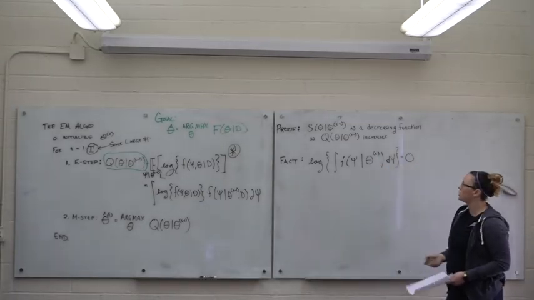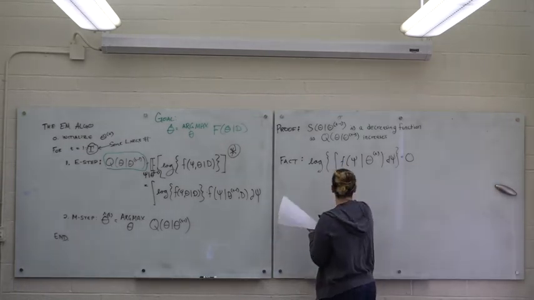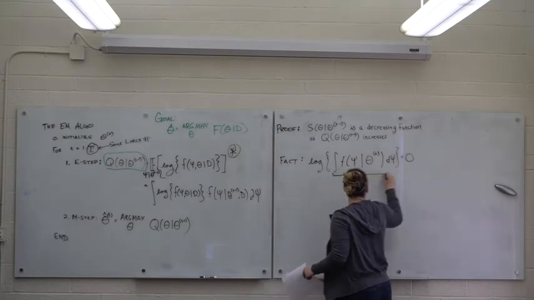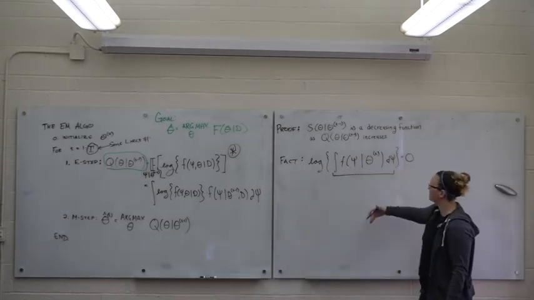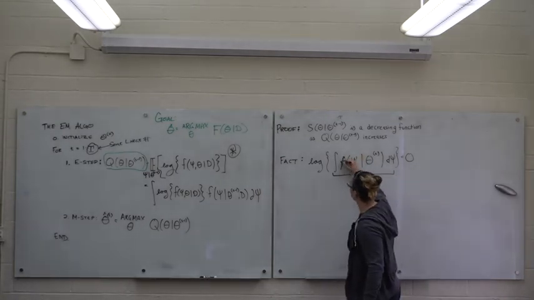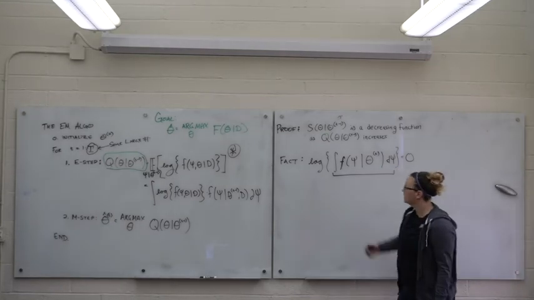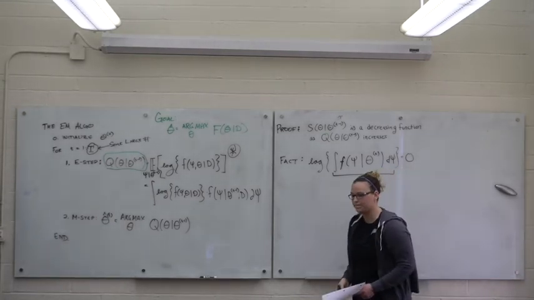The reason why this is true is because this function right here is integrating over the entire space. So we have a probability measure and we're integrating over the entire space. So that's 1. The log of 1 is 0. Alright?